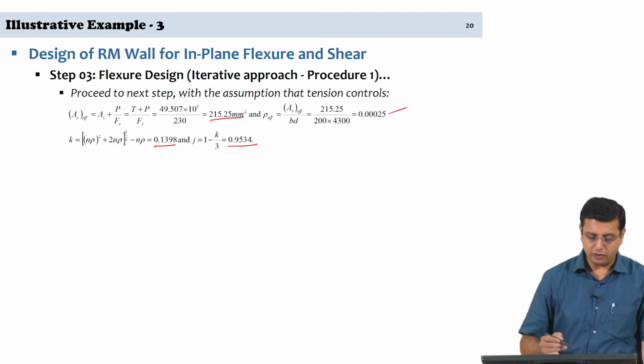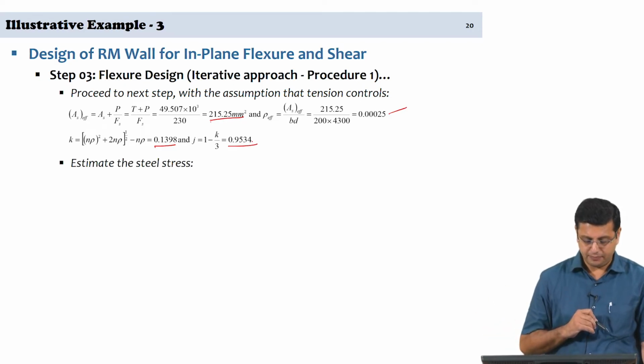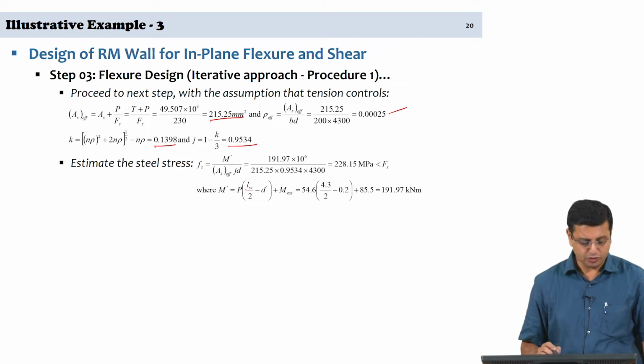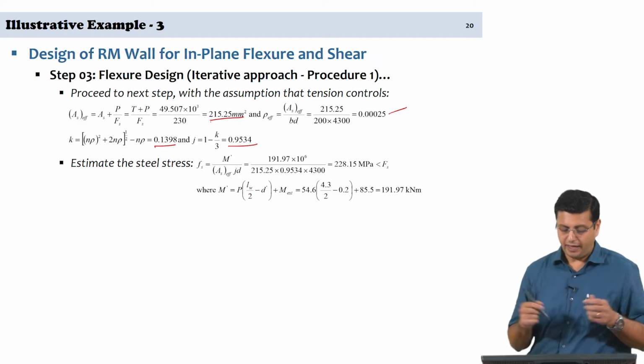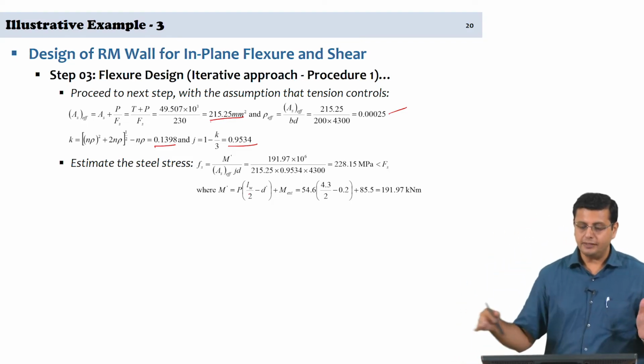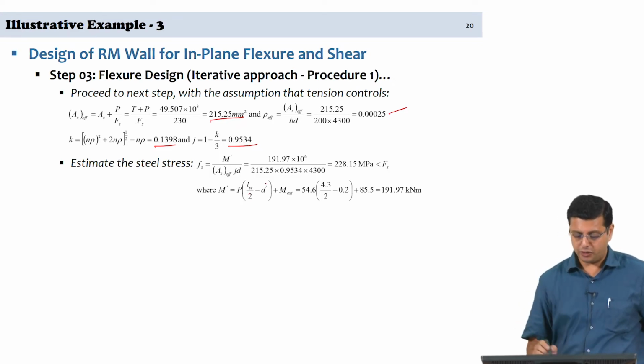So, we will have to now look at whether with these estimates we satisfy the requirements that tension controls and masonry stress is within permissible stress. So, let us estimate the steel stress using these estimates of K and J as M prime by AS effective into J into D, and this M prime is nothing but the external moment plus the additional overturning moment that is coming because of the eccentricity of the axial force due to the tension occurring in the cross section and a non-uniform distribution of compression.